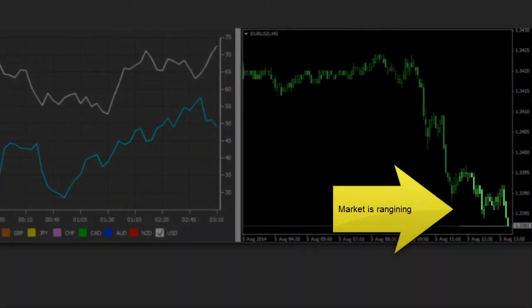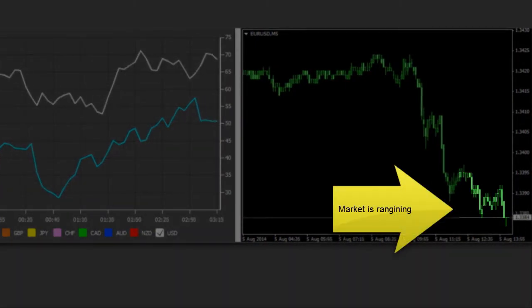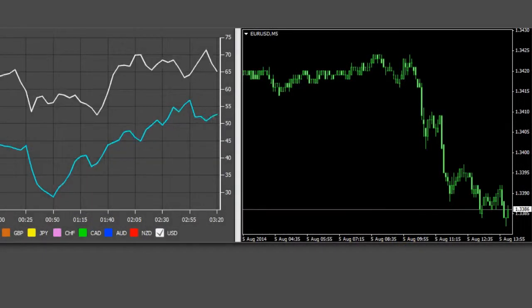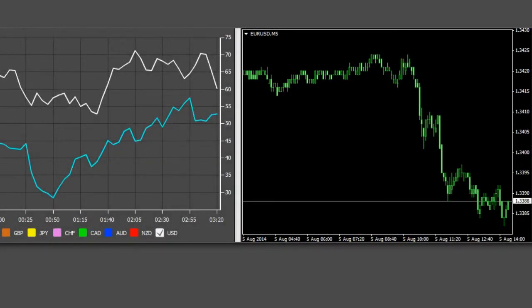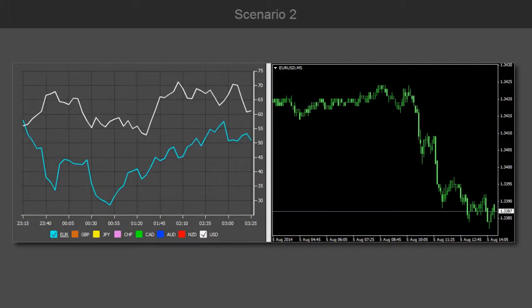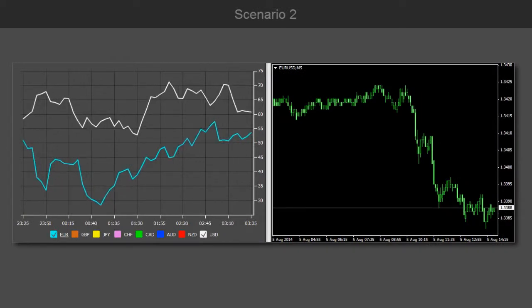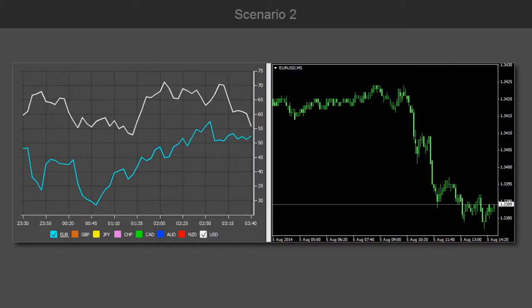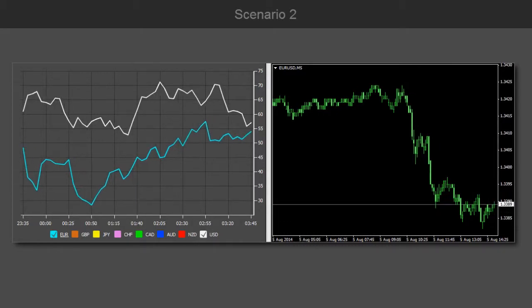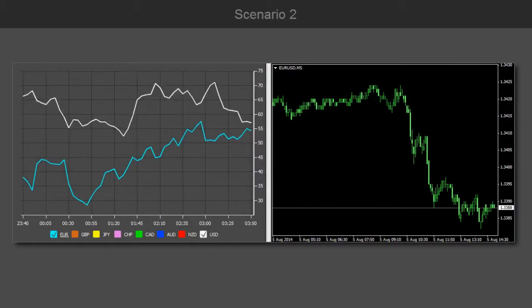This happens because the momentums cancel each other out. The euro is extending, but the US dollar is following it closely. Traders feel that both currencies should be valued higher or lower, and the orders for buy and sell just cancel each other out. When conditions like this occur, you better find another pair for trading or do not trade at all.